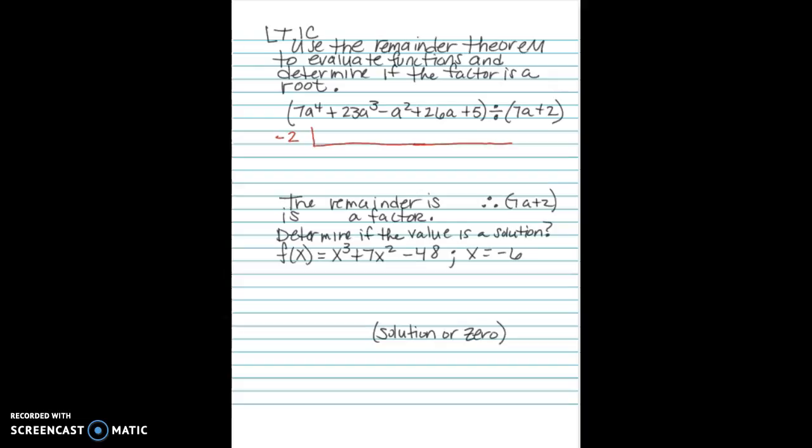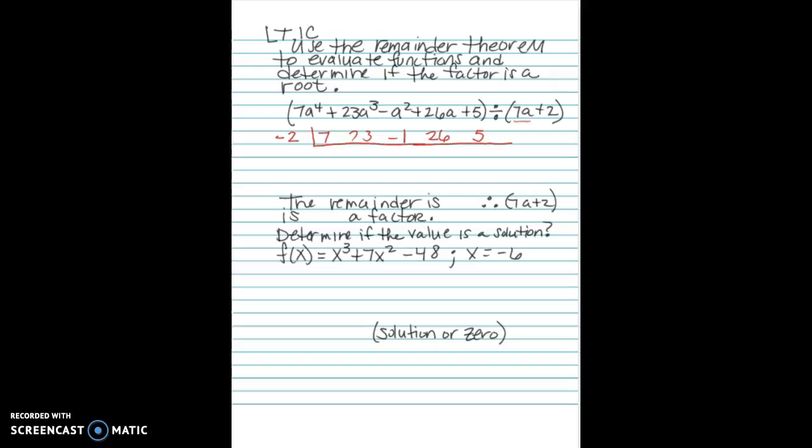Now, when you're using synthetic division, you always have to check to make sure you have a term for every variable. The only one I cannot have is a constant. If I'm missing any of the other terms, I have to put in a 0. This one has all of the terms, so I use the coefficients. The coefficient of 7a to the fourth is 7. The coefficient of 23a cubed is 23. The coefficient of negative a squared is negative 1. The coefficient of 26a is 26, and the constant is a positive 5.